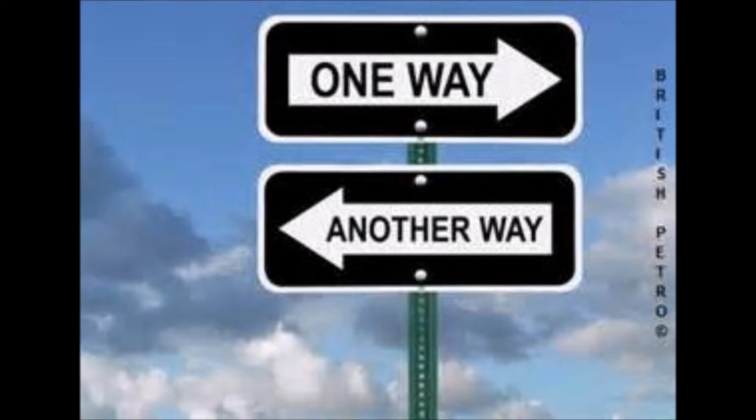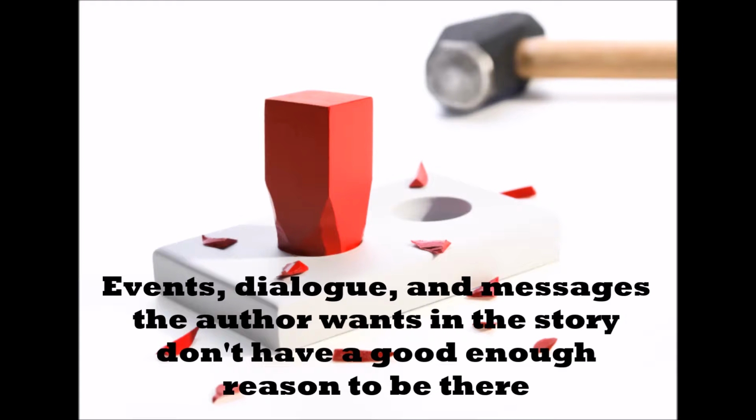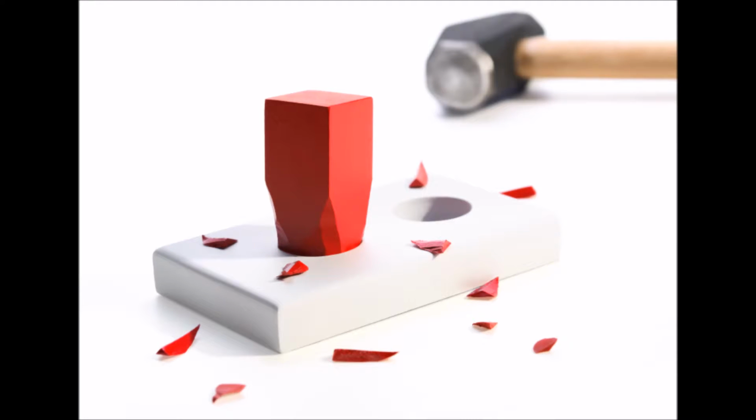Now that we've discussed the first 2 elements of bad writing, confusing and inconsistent writing, we're going to talk about their daddy. This third element is usually the guilty culprit behind why a manuscript is confusing or why it's inconsistent, and that is contrived writing. Now, to be contrived means to be forced. When a story is contrived, this means that the events, dialogue, and messages that the author wants to be in the story just don't have a good enough reason to be there. While it is true that a story can be confusing or inconsistent without being contrived, and a story can be contrived without being confusing or inconsistent, the truth is that these almost always go hand in hand.